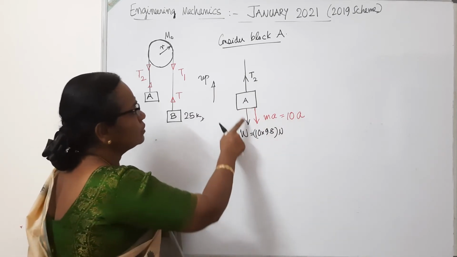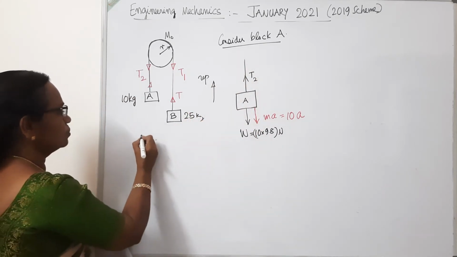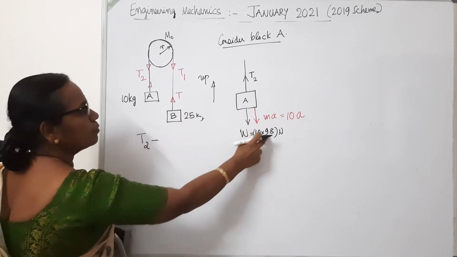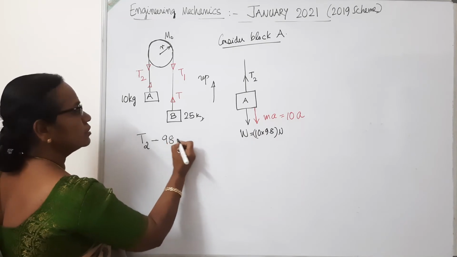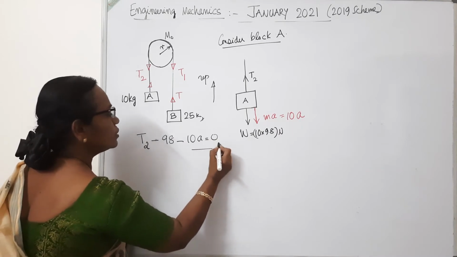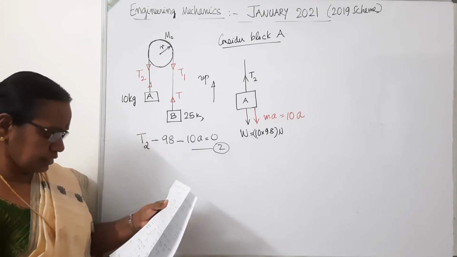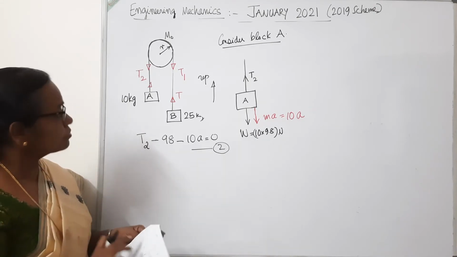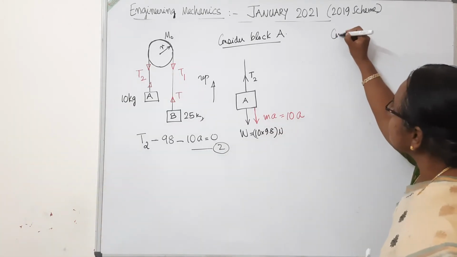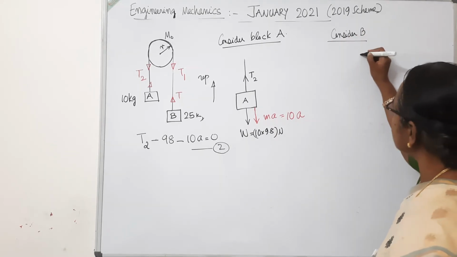So let us write down the equation. Writing the equation of motion considering the vertical direction, T2 is acting upwards, and these two are acting downwards: T2 minus 9.8 into 10, that is 98, minus 10A is equal to 0. Say equation 2: T2 minus 98 minus 10A is equal to 0. Next, consider the motion of B.